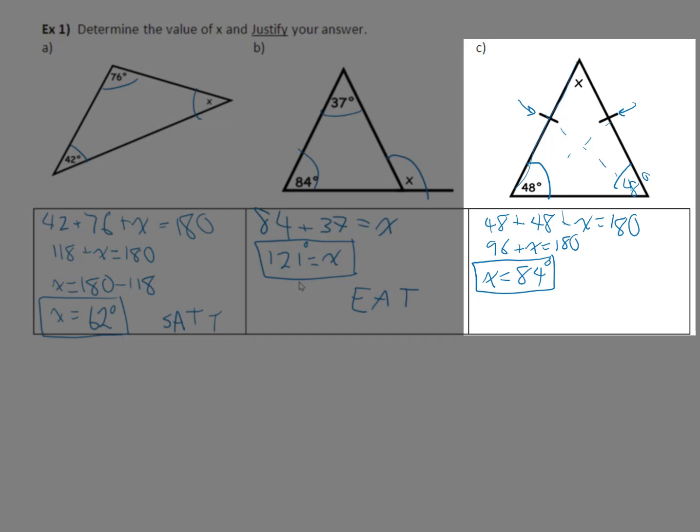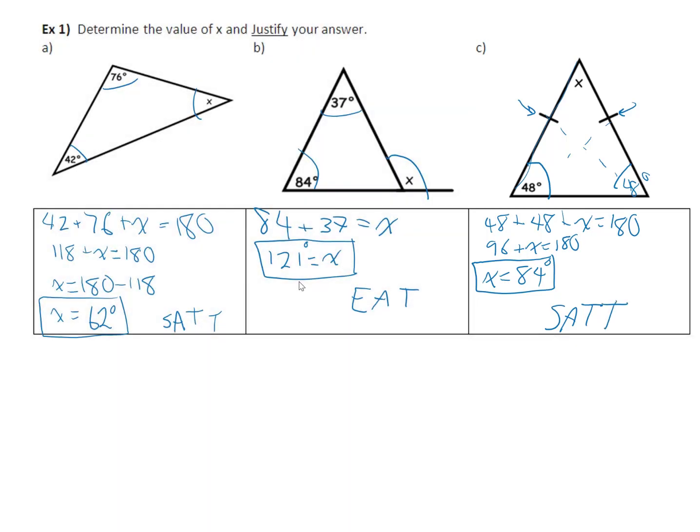And my justification was SATT, because we used our properties of an isosceles triangle, and then we used our sum of interior angles of a triangle theorem to solve for X. All right, next example.